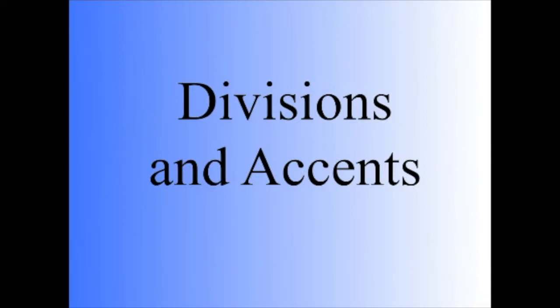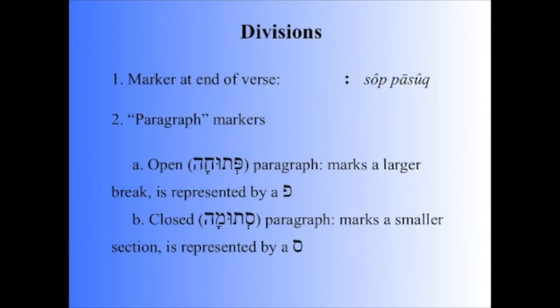Within the Hebrew Bible text, there are some symbols that indicate divisions in the text and accents which serve a number of purposes in giving you clues about the Hebrew. Now, the marker at the end of each verse looks like a colon, only with diamond shapes, and this is called a sof pasuk. Even if you had a text without verse numbering, you would be able to tell that this is the end of a verse.